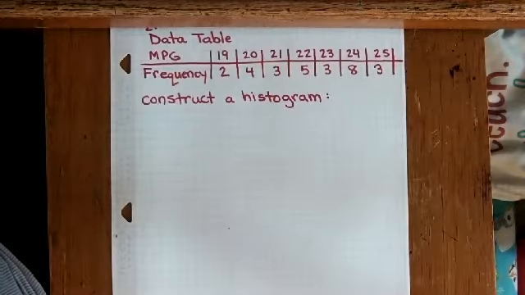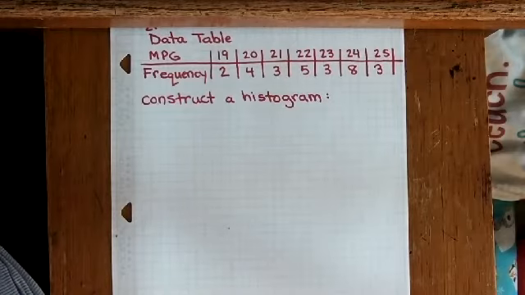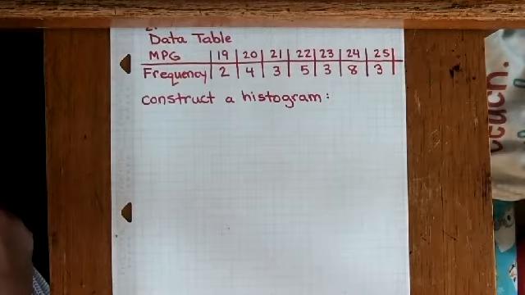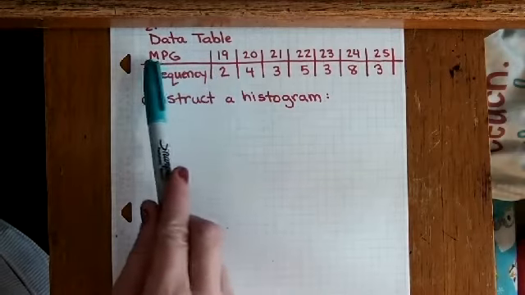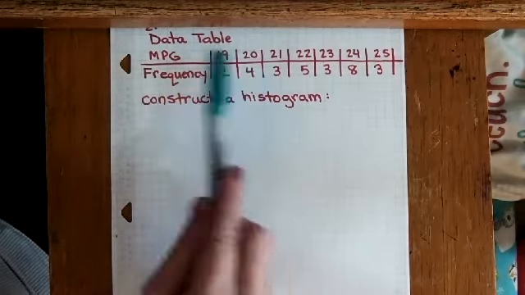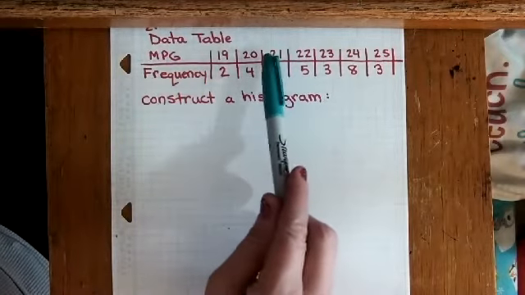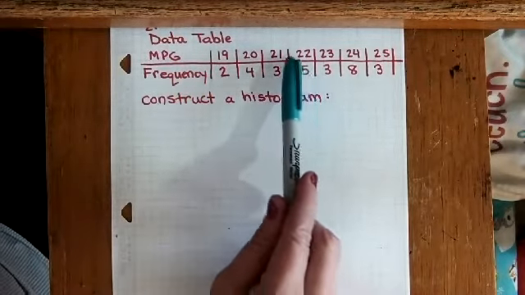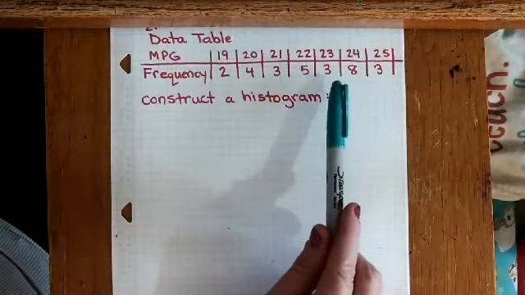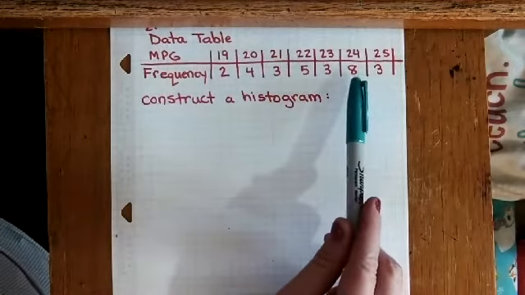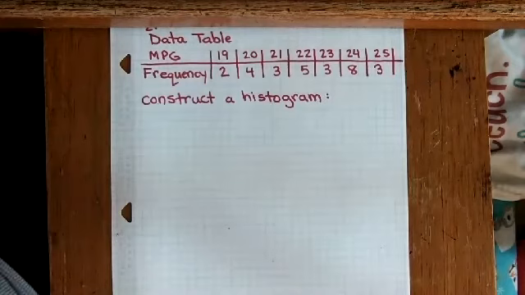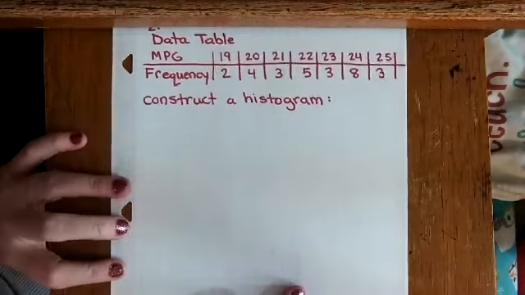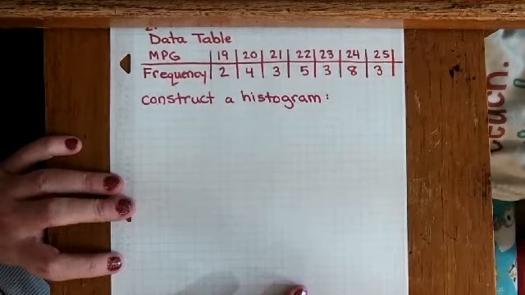All right, let's construct a histogram out of the data in this table, which says that 2 people got 19 miles per gallon, 4 got 20 miles per gallon, 3 got 21 miles per gallon, 5 got 22 miles per gallon, 3 got 23 miles per gallon, 8 got 24 miles per gallon, and 3 got 25 miles per gallon. So what we'll do for this problem is we'll start with an x-axis.